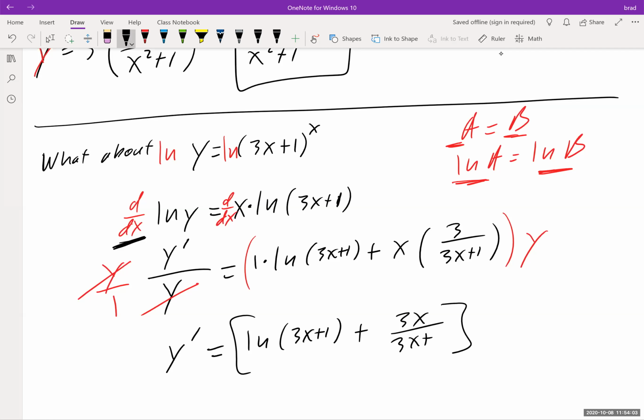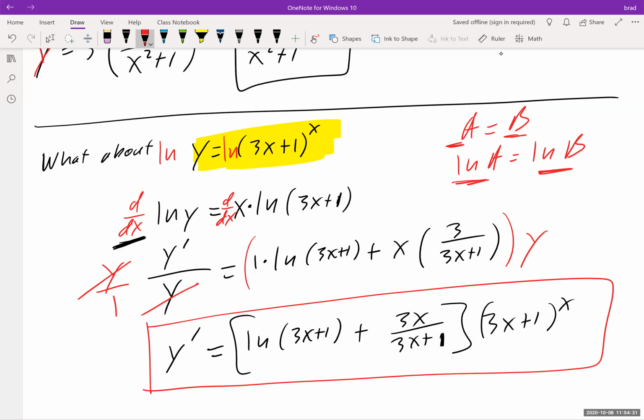All of this times y, but what was y? y, we said from the beginning, was (3x plus 1) to the x. So I can now write that, (3x plus 1) to the x. Okay, so now we have our derivative: ln of 3x plus 1 plus 3x over 3x plus 1, times (3x plus 1) to the x. So even though it was hard, I was able to find my derivative by using logarithms, okay?